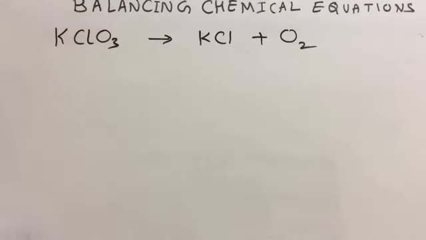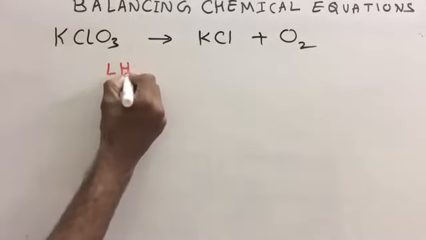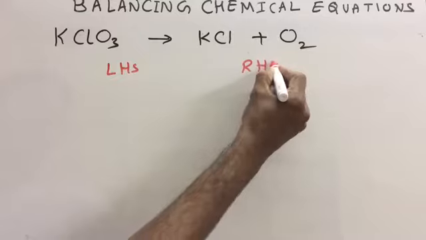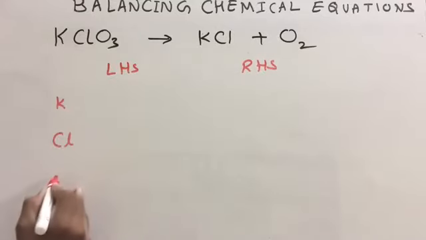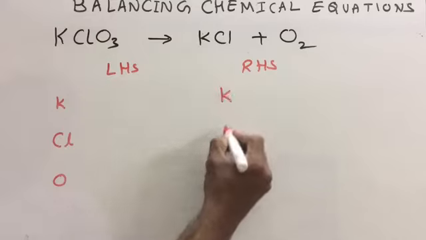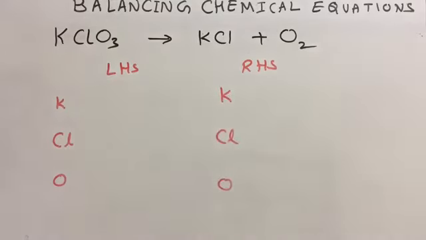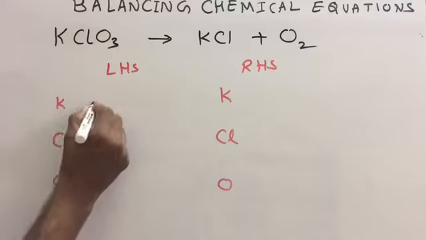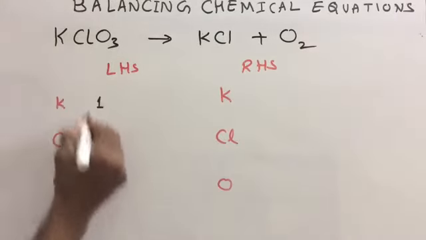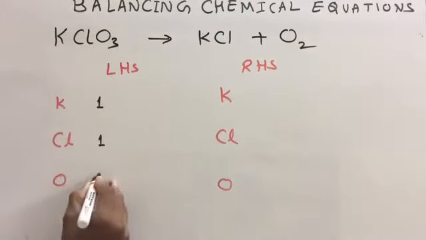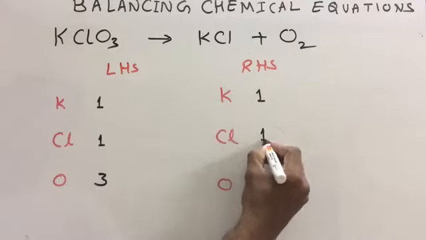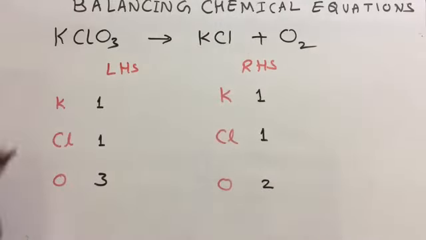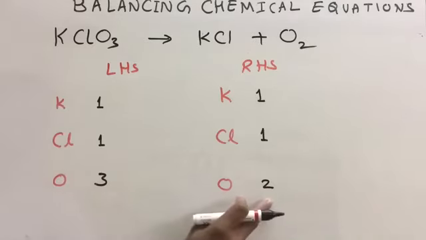Let us balance one more equation. Write LHS, RHS. Potassium, and then chlorine, and then oxygen. Same elements. Number of potassium on LHS 1, chlorine also 1, oxygen 3. On RHS potassium 1, chlorine 1, oxygen 2. Potassium and chlorine are balanced. Now check with oxygen. Here 3, here 2.